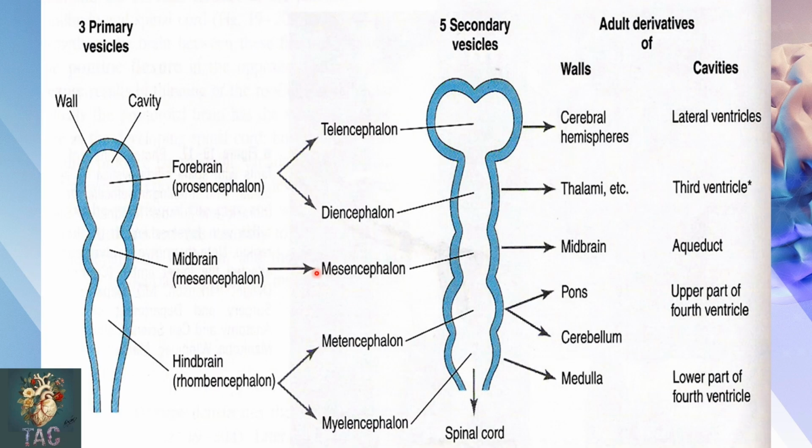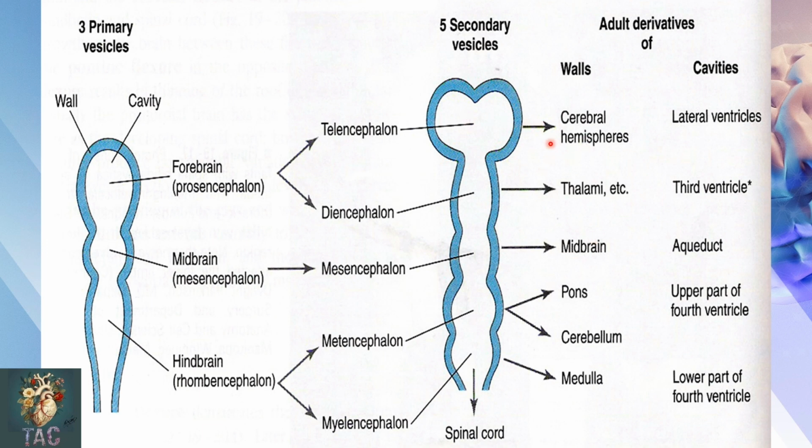So this is the diagram. This is the initial one in which you can see the three primary vesicles. This one is the forebrain or prosencephalon, this one is the midbrain or mesencephalon, and this one is the hindbrain or the rhombencephalon. Later with development, the prosencephalon divides into telencephalon and diencephalon. Mesencephalon remains as such, and the hindbrain or rhombencephalon then divides into metencephalon and myelencephalon.